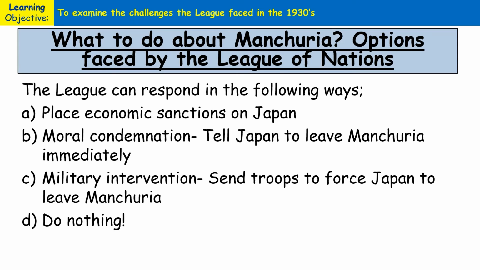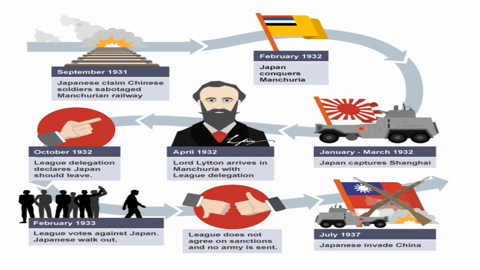Maybe have a think to yourself about what you think the League of Nations would do in response to Japan. Don't forget, Japan is a member of the Council of the League of Nations. It's one of the 4 members of the Council, along with Britain, France, and Italy. So it holds quite a lot of sway in the League of Nations. Now, here's what the League of Nations decided to do.